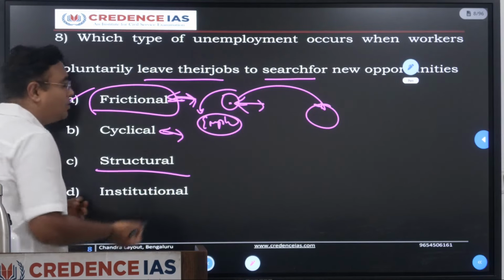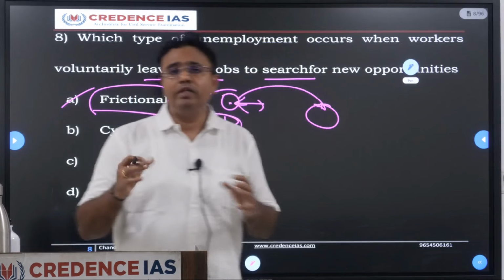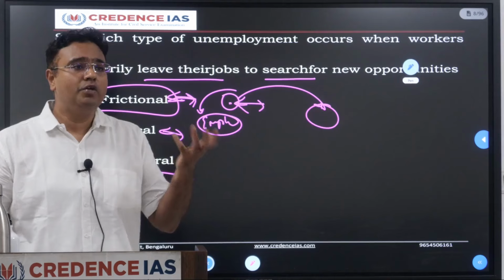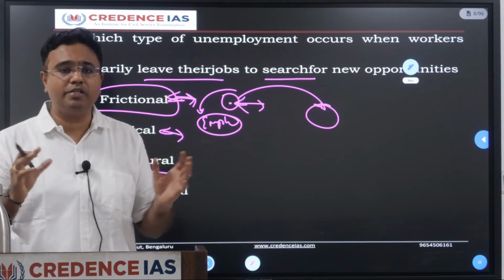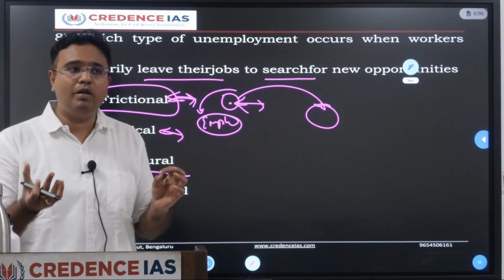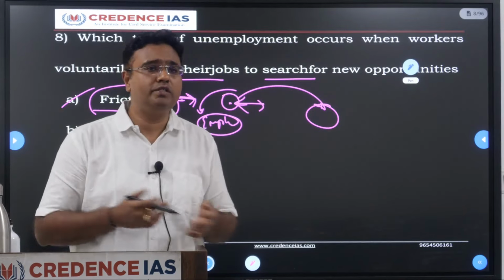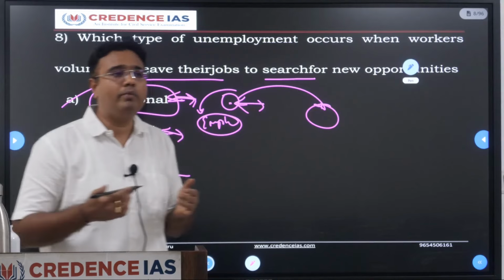So structural: structural unemployment happens when there is a mismatch between the skill set or the requirement of a job and the human resource availability. When there is a mismatch, or a job is available but there is no skill set available for that particular job. Say for instance, now AI-driven employment is booming.